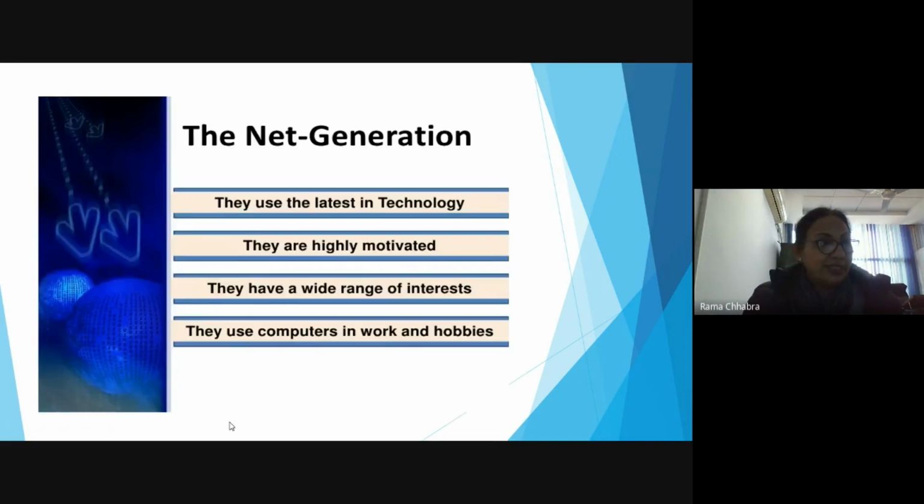So today is the net generation. They use the latest in technology. And moreover, the best point is they are highly motivated to learn online because it provides them enriched content. Knowledge is just one click away.